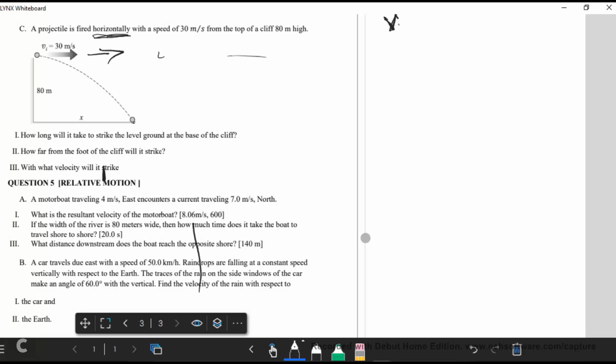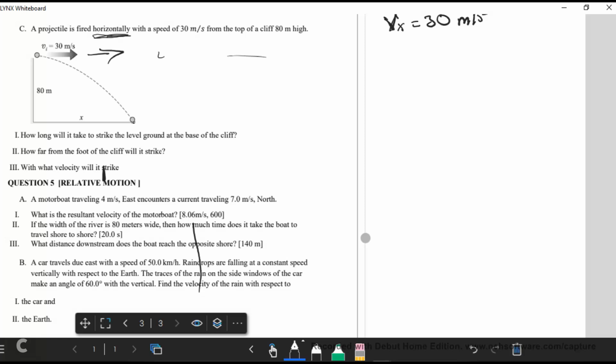X-axis. So the velocity there is just moving in the x-axis, because I said horizontal, with the speed of 30 meters per second, meaning it was just moving in the x-axis. They're asking how long would it take to strike the level ground at the base of the cliff. Here, what you are being asked is how long it takes to strike the bottom, the ground.